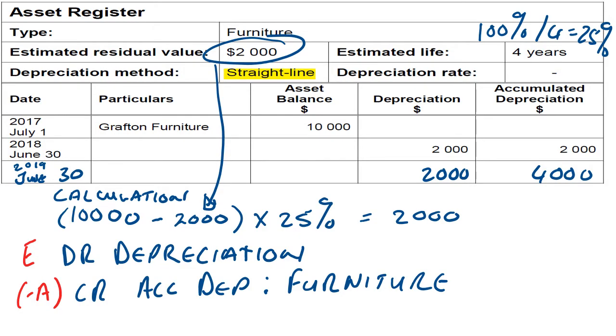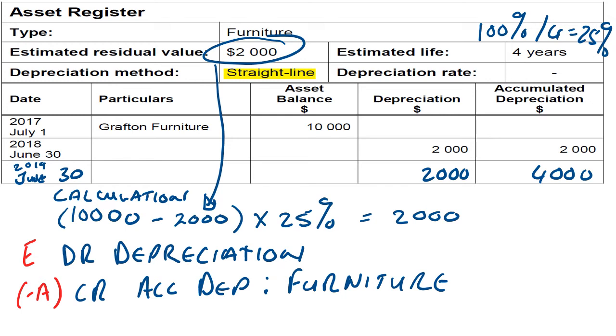If we look at the second one, we have furniture straight line, which means every year we're going to write off the same amount. I've made a few calculations. Firstly, we have to do this on the 30th of June. I've written on top there where it says estimated life 4 years. So what percentage do we write off? We want to write off 100% over 4 years, which means we're going to write off 25% per year.